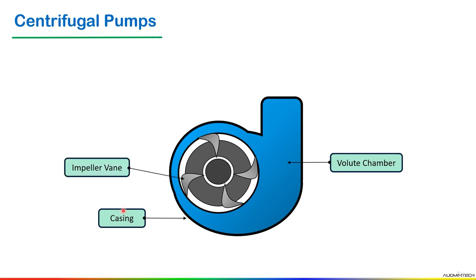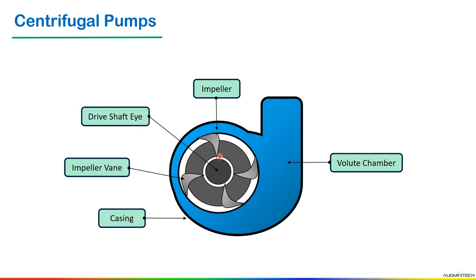Now here we have the impeller vanes. As I already discussed, we have three types of impeller: open impeller, semi open impeller, closed impeller. And impeller blades can be backward curved, radial or forward curved. Based on your requirement, you have to use whichever type of impeller blades you want. Now here we have the impellers. Then we have the drive shaft.